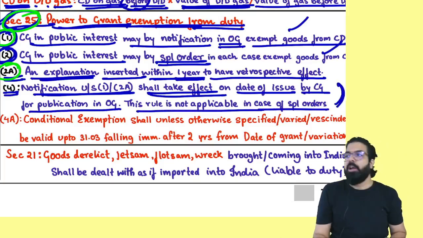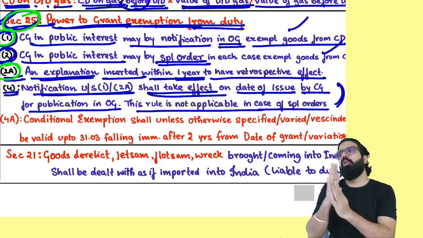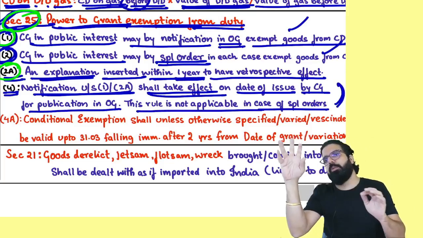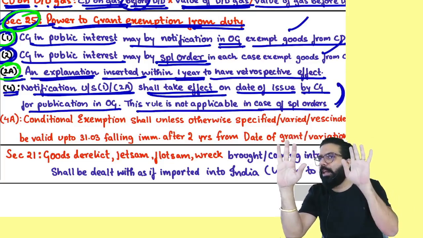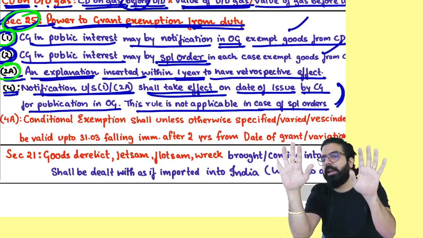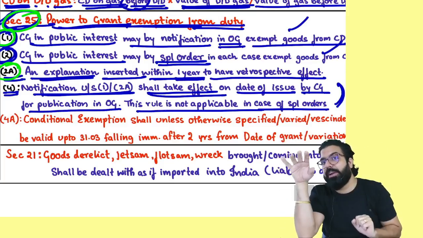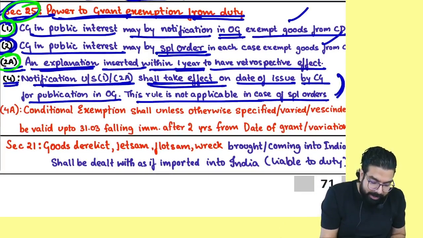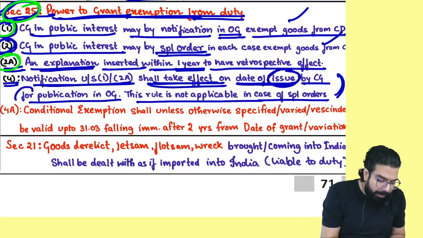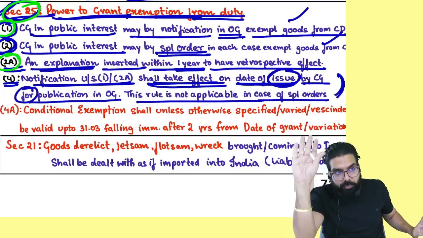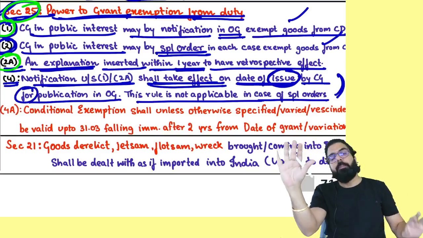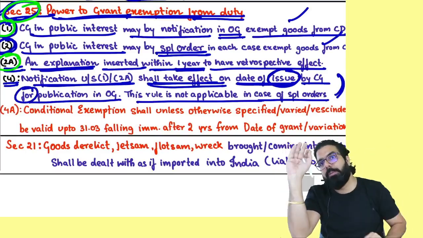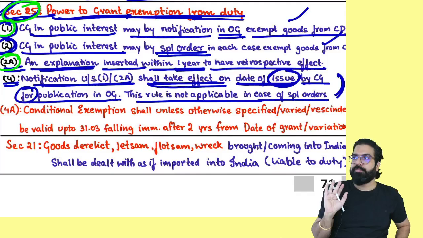Sir, what do you mean by this? Government issued a notification. Today is 1st of January. The notification was made, but in the official gazette, the official magazine, it was published on 3rd. The notification will be valid from 1st or 3rd? They are telling, sir, it shall take effect on the date of issue for publication. It means the day it was issued, 1st, it will be valid from 1st. Might be published on 3rd, but it will be valid from 1st.